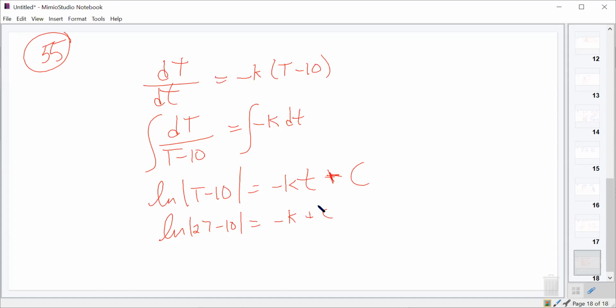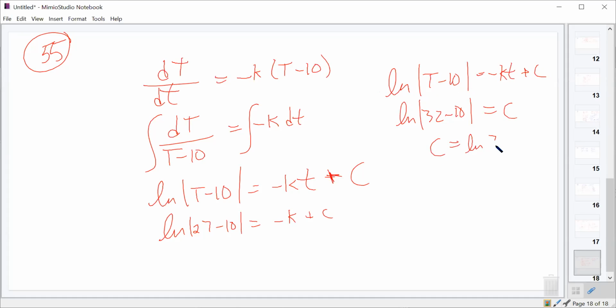So using this natural log of absolute value of T minus 10 equals negative k t plus a constant, we know that it started out at 32 degrees. So natural log of 32 minus 10 equals c if t is 0. So our constant is natural log of 22.